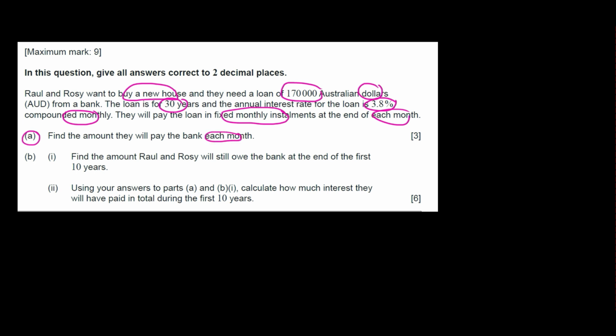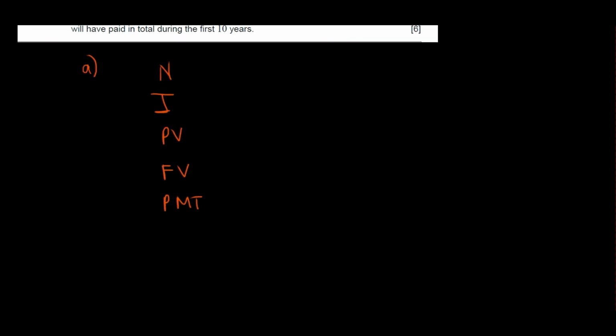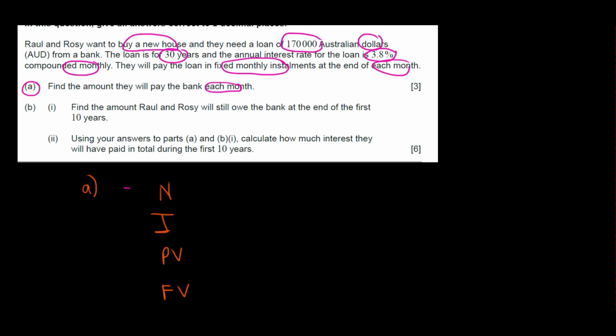I'm letting you know straight ahead, finance questions are best solved with the finance solver. So you go to your finance solver on your GDC and we're going to substitute certain values. We have N, I, present value, future value, the payment, and then we have CPY and PPY. Here's what we have. N stands for the number of periods relevant to the question. In this case, we have a 30-year loan.